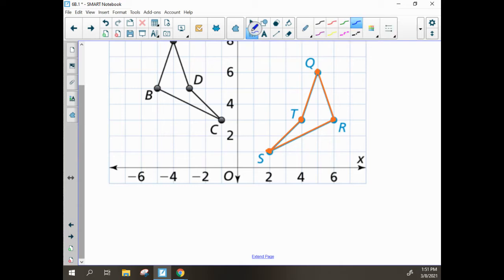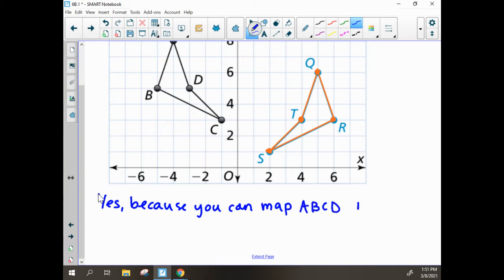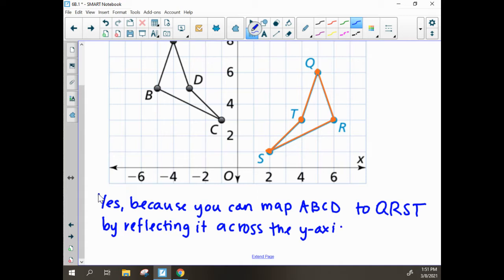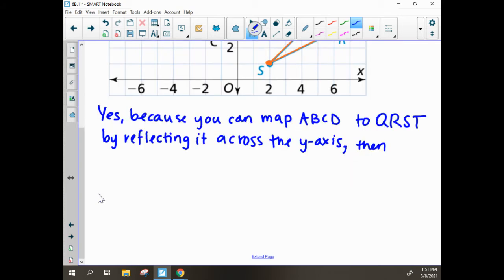So then our answer to this question is yes, because you can map A, B, C, D to Q, R, S, T by reflecting it across the y-axis, then translating it one unit right and 2 units down.